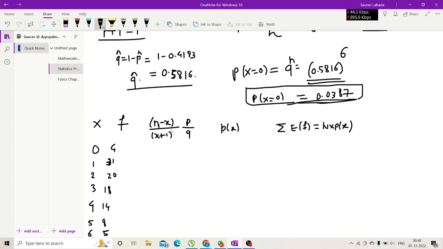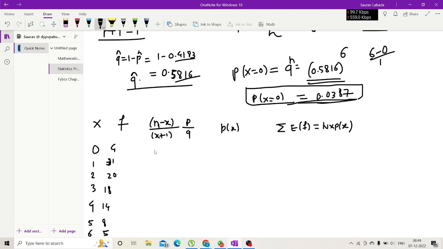Now find out this value: (n minus x) upon (x plus 1) into p by q. What will this be? You have to just substitute the values. N is 6, minus x, the value of x is 0, so 6 minus 0 divided by x plus 1, that is 0 plus 1, into p by q. Now the values of p and q we already know. You have to just substitute the values.